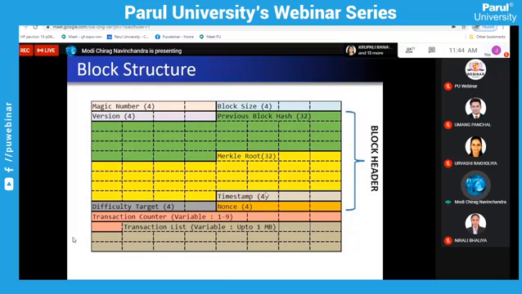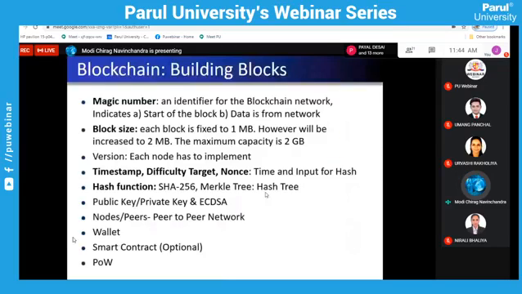First is the magic number, which identifies the blockchain network, that is, in which network this transaction should be propagated. Block size was usually 1 MB. However, it has increased to 2 MB. Now blockchain is used for various other applications which bring in more transactions. That is why block size is increased. Version: each node has to implement the same version of the node. Then timestamp, target, and nonce. These three parameters are required to mine the particular block.